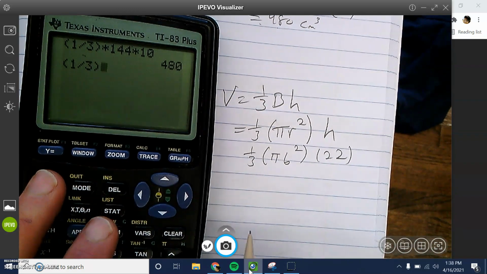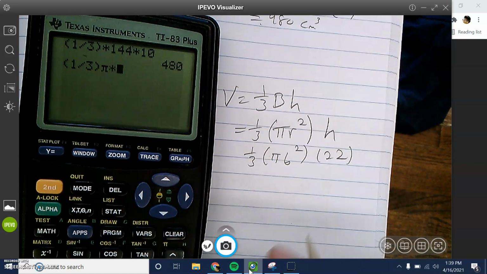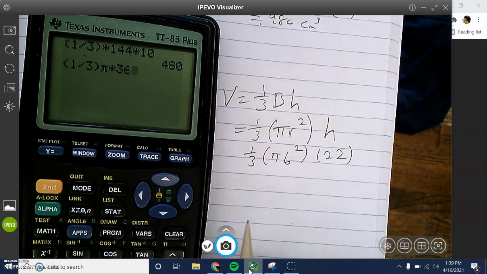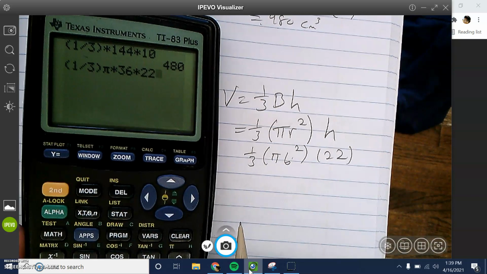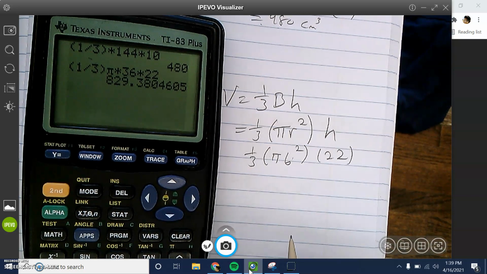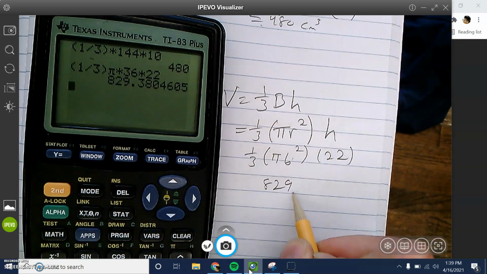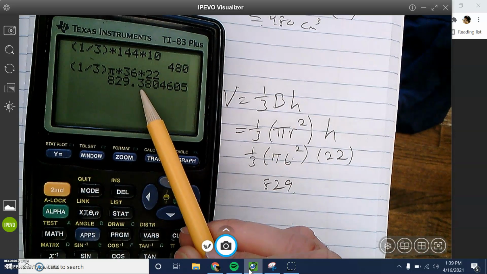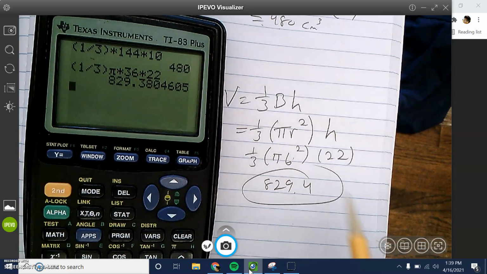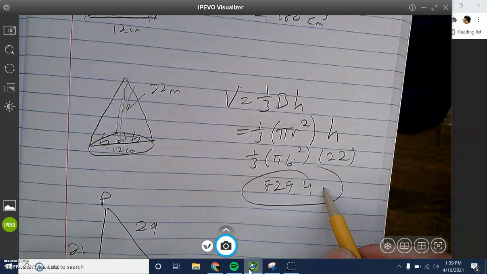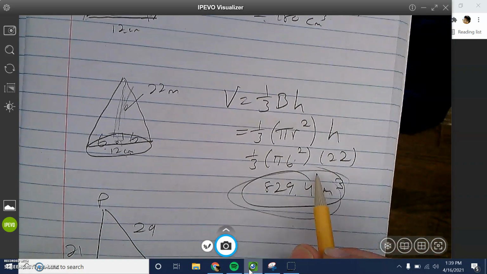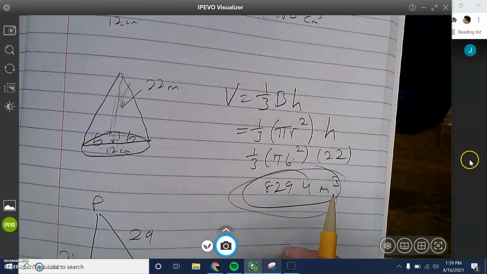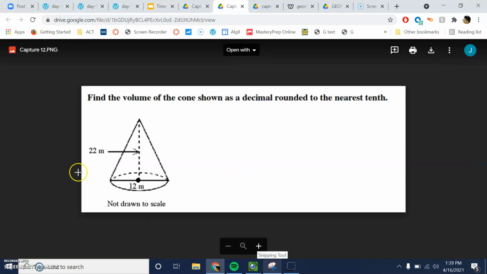1/3 times pi times 6 squared, which is 36, times 22 is 829 point. Oh, see that 8? That makes this 3 go up to a 4. Units, meters cubed. 829.4 meters cubed. There we go. Excellent job.